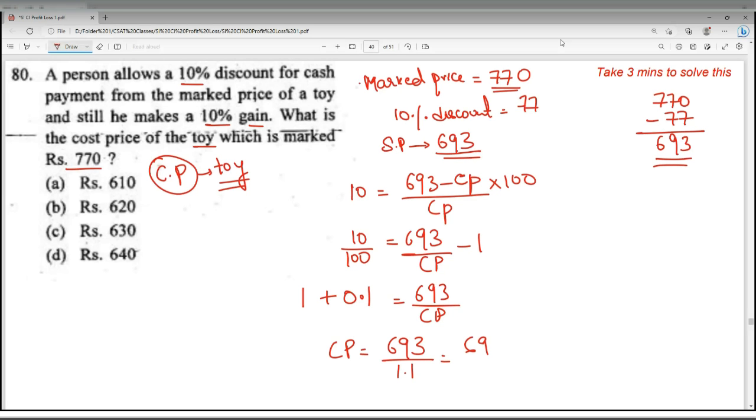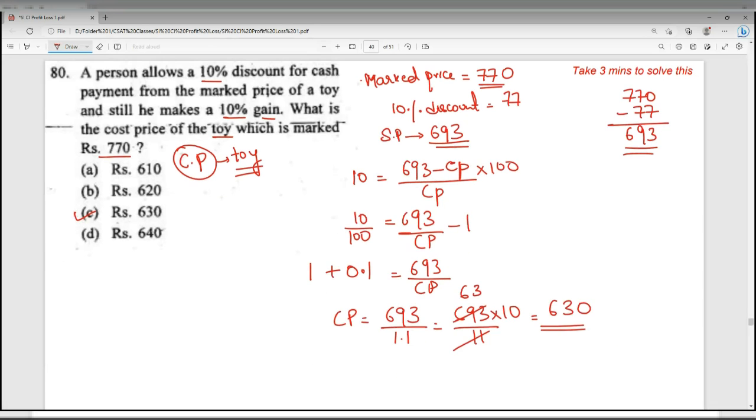So I'll take it as 693 divided by 11 into 10. 11 6s are 66, 3 remaining, 33. 11 3s are 33. This is 630. Cost price is 630. The correct answer is option C. I hope you have understood this. If you have any query, please ask.